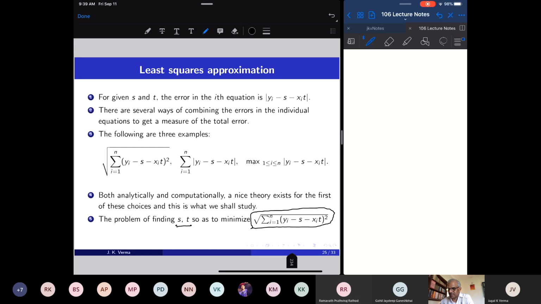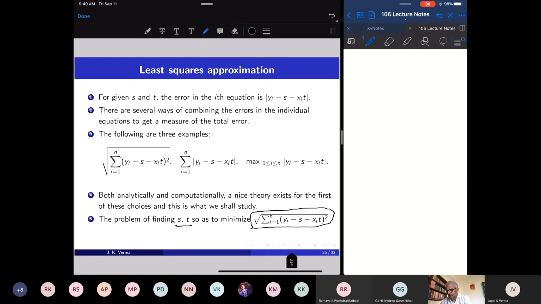This is a function of two variables s and t. Minimizing the square root is the same as minimizing the quantity which is the sum of the squares. So this is a quadratic polynomial in s and t. It's a two variable function, and yi, xi are known quantities, and in calculus you know how to minimize a function of two variables. There is a second derivative test involving the partial derivatives. The partial derivatives with respect to s and t have to be 0, and then we go to the Hessian matrix and check whether it is a minimum point or a point of maxima.